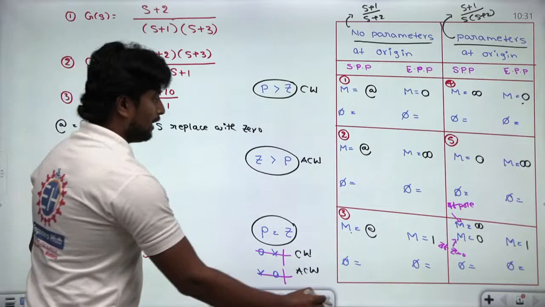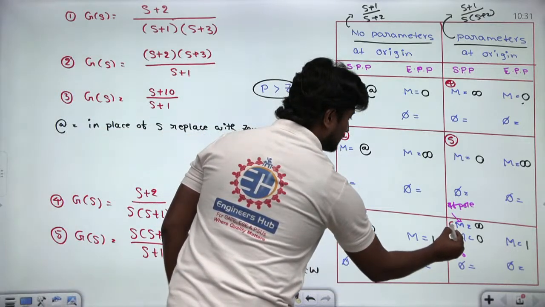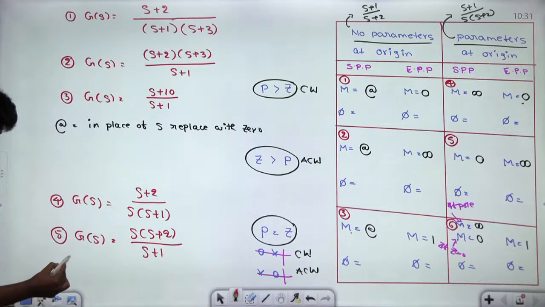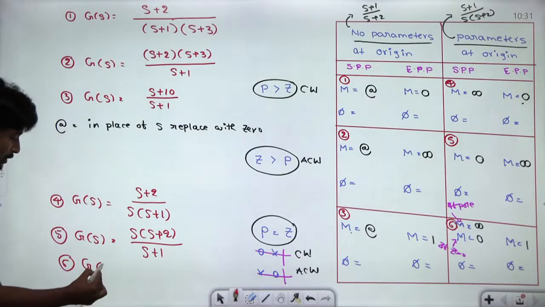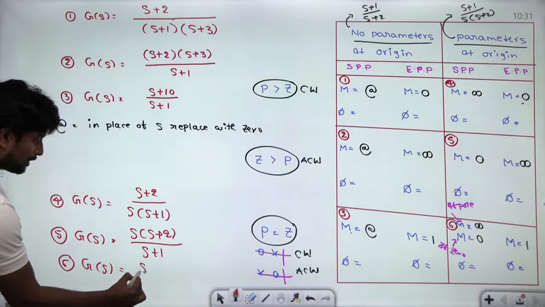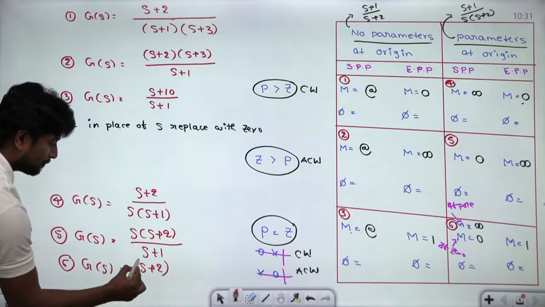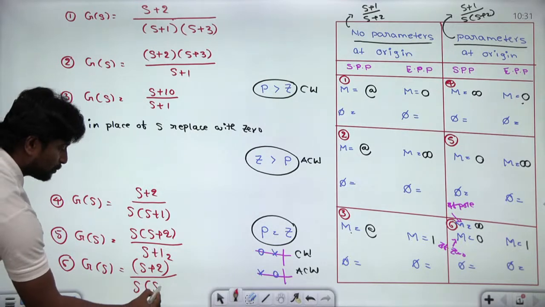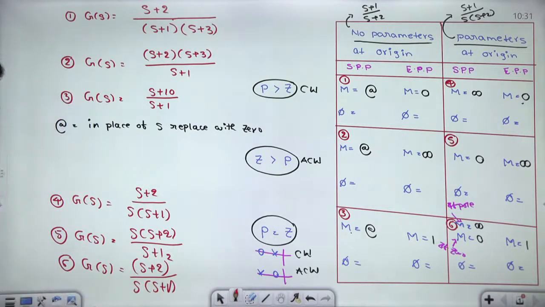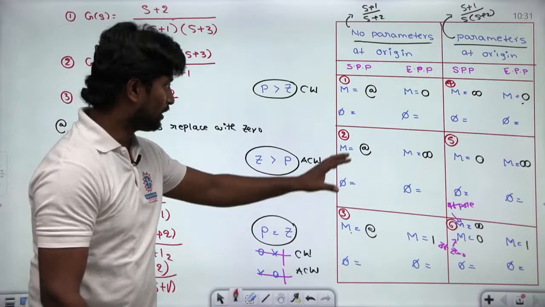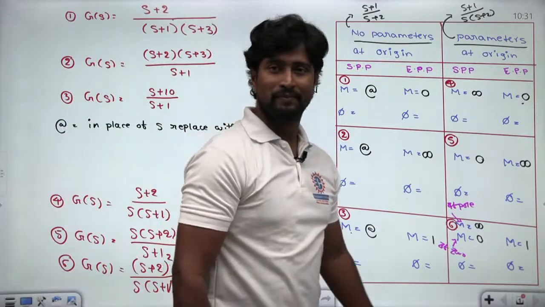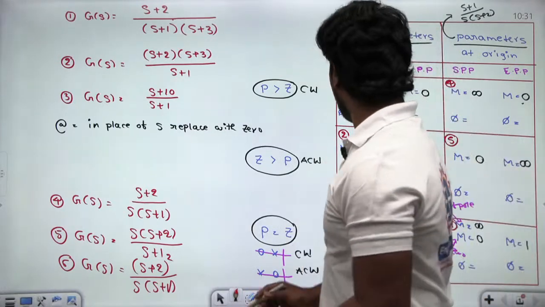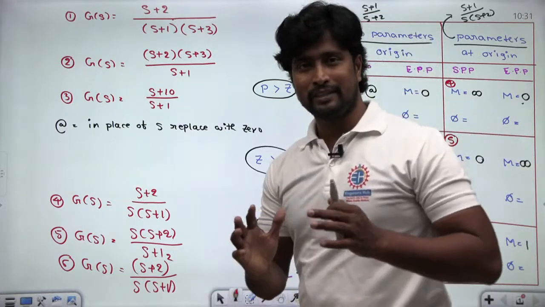Are you clear? And last case, sixth case. This case, g of s equals (s plus 2) whole square by s into (s plus 1). I hope you understood well what the relevant examples are. Are you clear? Right? Now I would like to analyze the phase cases.